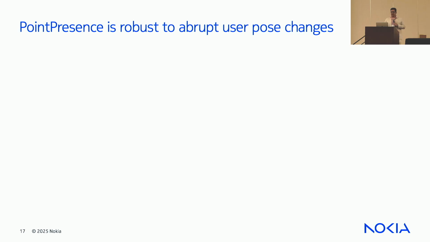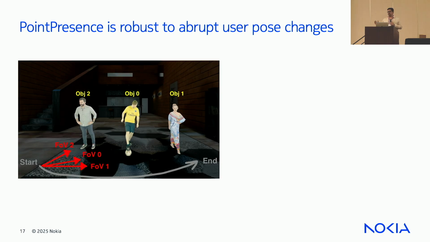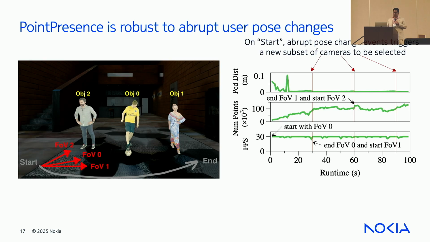And also we test a scenario where the user pose changes significantly, right? So basically we have these three objects in the scene, 0, 1, 2, right? And the virtual user starts with field of view 0 by looking at object 0, and goes from start to end, and at the end it comes back to the starting point again and changes the field of view to the next object, object 1, and then does it again for the next round, looking at object 2 with field of view 2, right? So this creates abrupt user poses, changing both the position of the virtual user and also the direction, right?